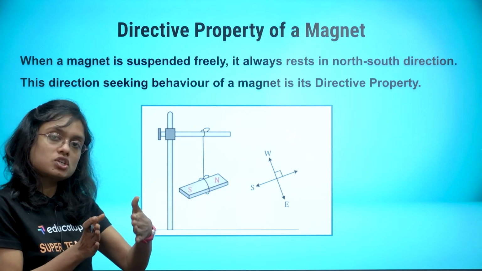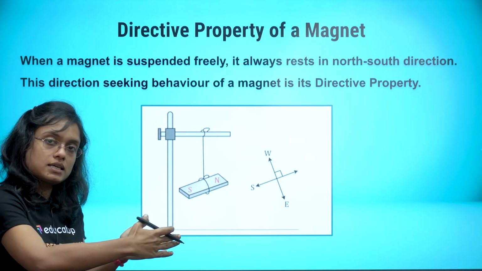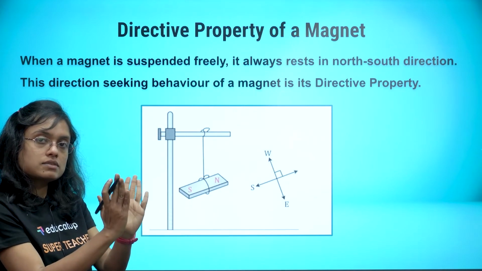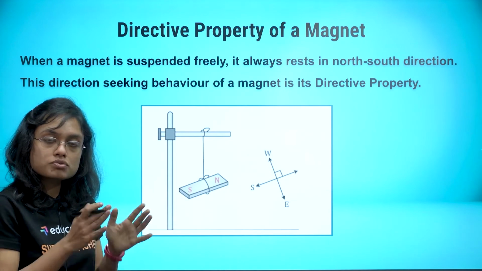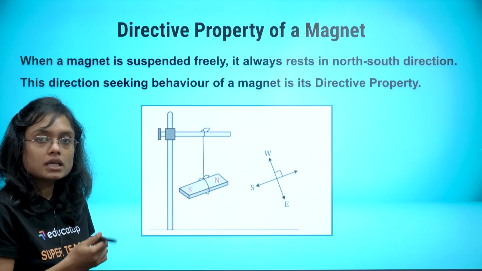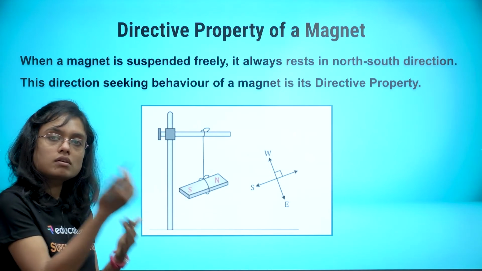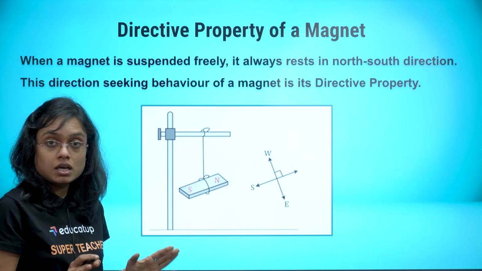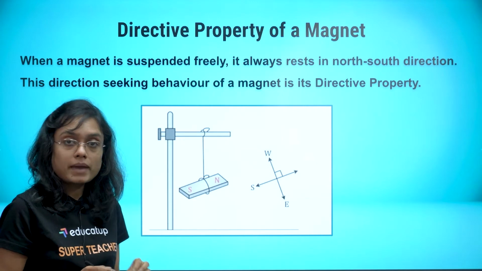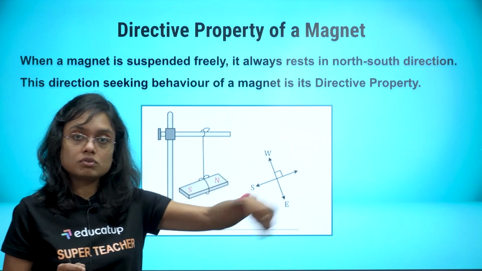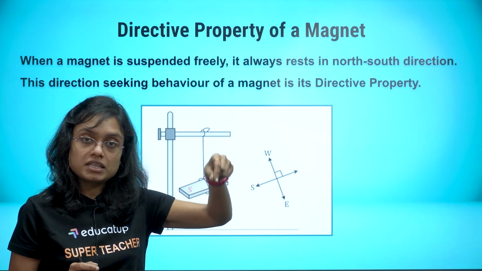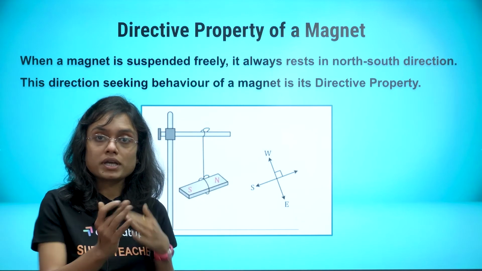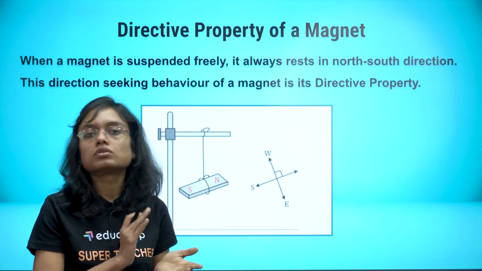In whichever condition it comes to rest, like this, like this, in whichever way it comes to rest, actually it will be pointing in which two directions? North and south. Always. Whenever it comes to rest, whatever magnet it is, however much you swing it, but finally when it will come to rest, it will point in north and south.